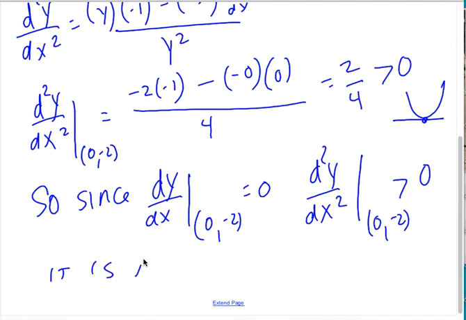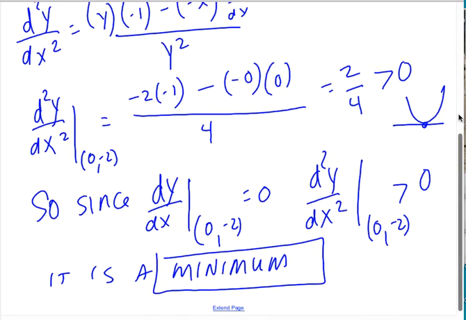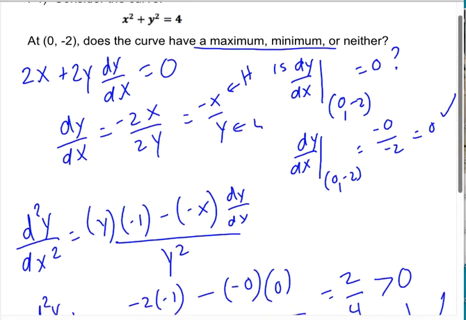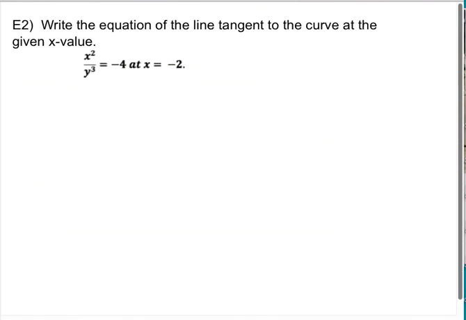It is a minimum. And I know I told you to avoid using pronouns, but you're answering the direct question, does the curve have a max, min, or neither? So you're answering the question. You could say the curve has, if you want to be fancier. All right, next question, E2.